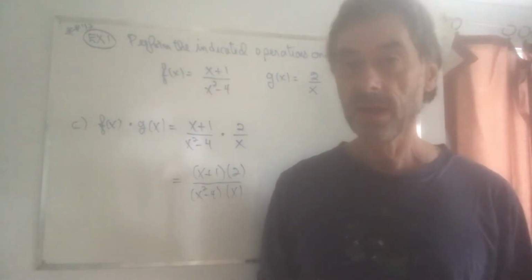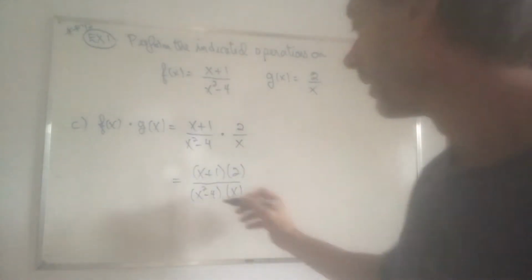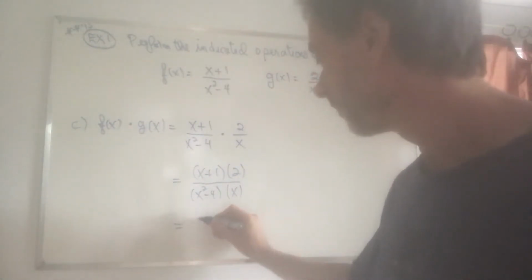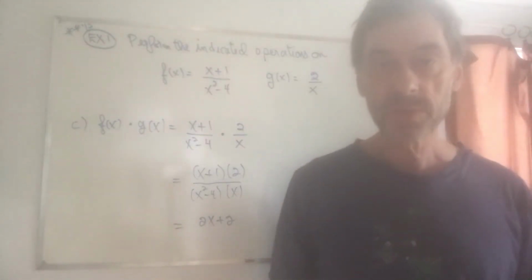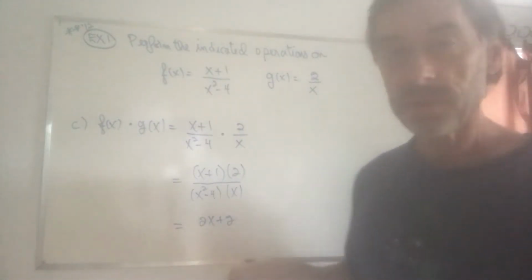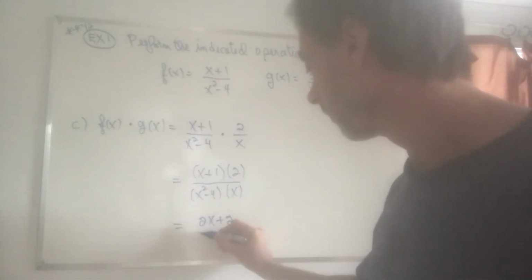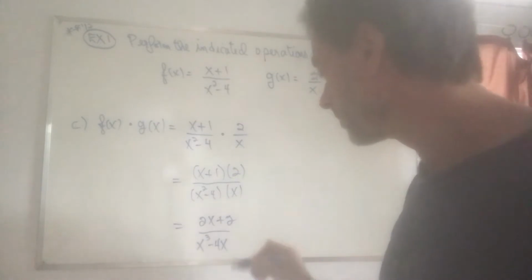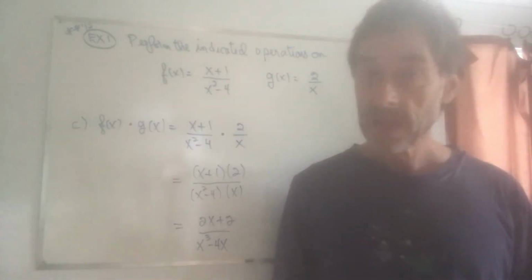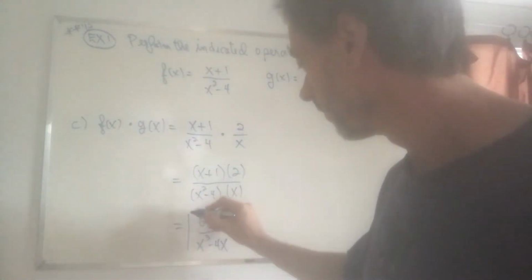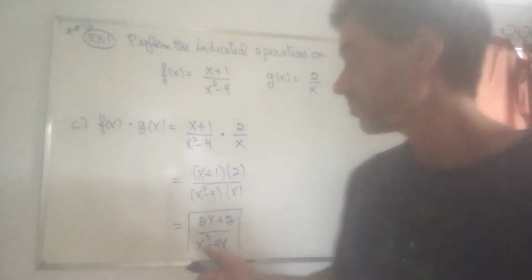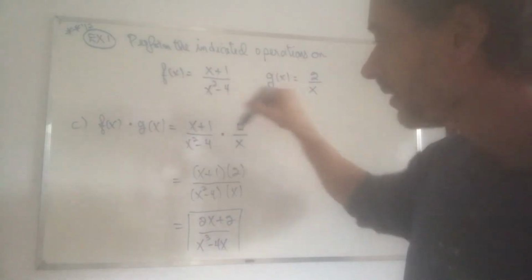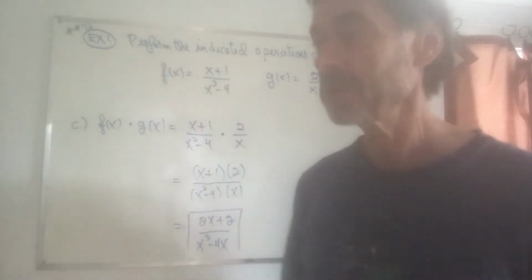There isn't really a lot that one can do here, except perhaps write, if I want to FOIL out, another possible answer. This is okay, but this actually is FOILed out, over x cubed minus 4x. And that's the multiplication of f and g. Simple enough to remember. When you multiply, it's top with top and bottom with bottom.